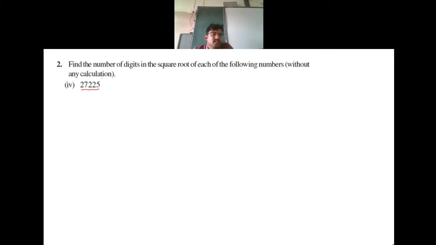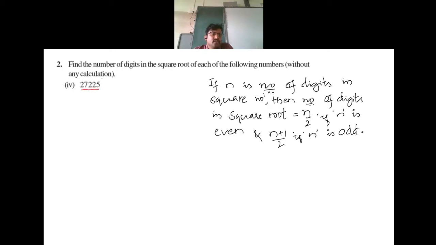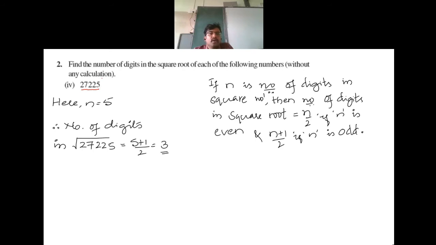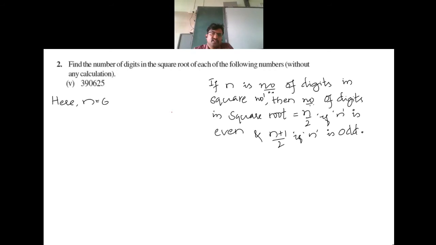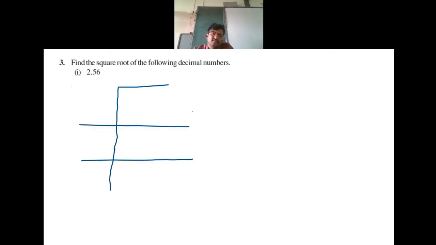Here 5 digits are there. 5 plus 1 divided by 2 is equal to 3, sir. Correct. Now we have 6 digits. 6 divided by 2 is equal to 3, sir. 3 will be the number of digits.